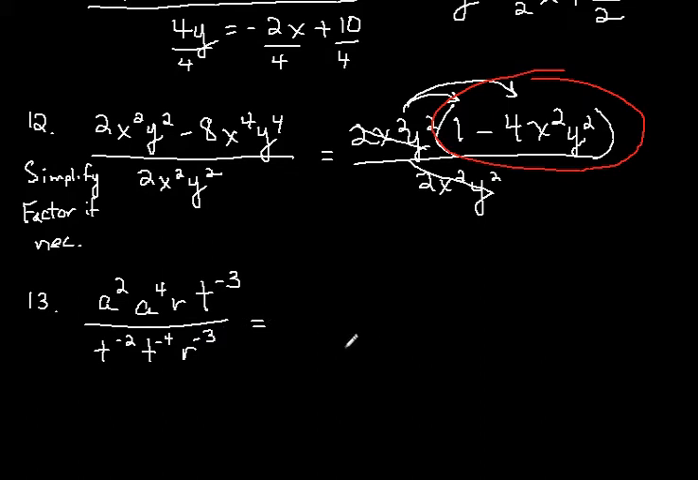Alright, so on this one, the directions say write them with positive exponents. So what I might want to do first is just make them all positive. You do that when you move them up or down, they change signs. So we have a squared, a to the fourth, r. They're already positive, so I'm going to leave them where they're at. These guys are negative, and they're in the denominator, so to become positive, they all need to come to the numerator. So here we go. T squared, t to the fourth, r to the third.